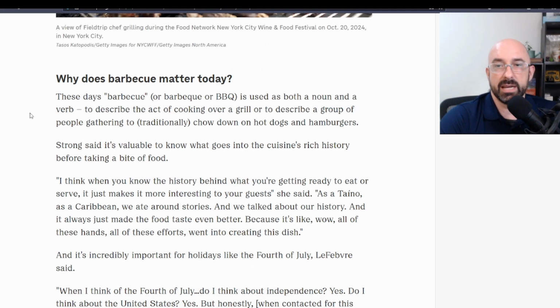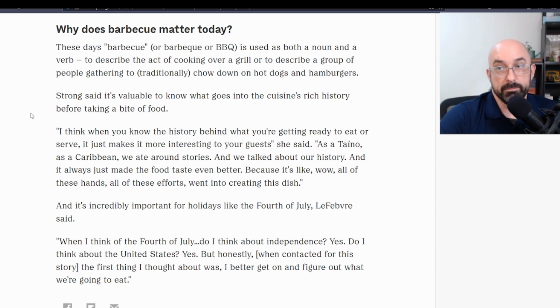Okay, let's finish up with this idea of why does barbecue matter today? These days, barbecue or BBQ is used as both a noun and a verb to describe the act of cooking over a grill, or to describe a group of people gathering to traditionally chow down on hot dogs and hamburgers. So this is important. Barbecue now, today, is used as a noun and as a verb. The noun is people gathering, getting a bunch of people around, maybe in a park or someone's house, to traditionally, now traditionally means this is normally what happens, right? Maybe something is different where you're at, but normally chow down.